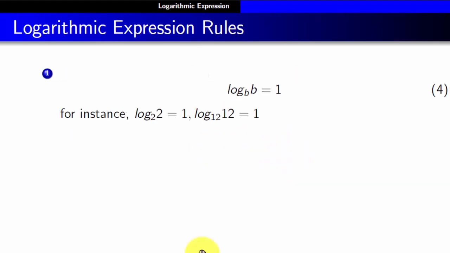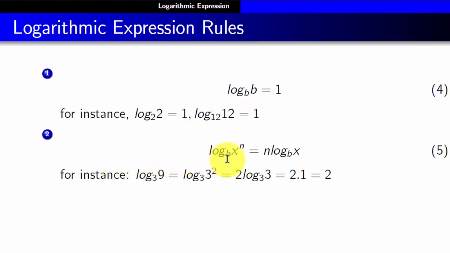There are some basic logarithmic rules that help us in order to solve logarithmic equations. First rule is that the log base b of b is equal to 1. That means the logarithm of the number in its base is equal to 1. For instance, log base 2 of 2 is equal to 1. Log base 12 of 12 is equal to 1.